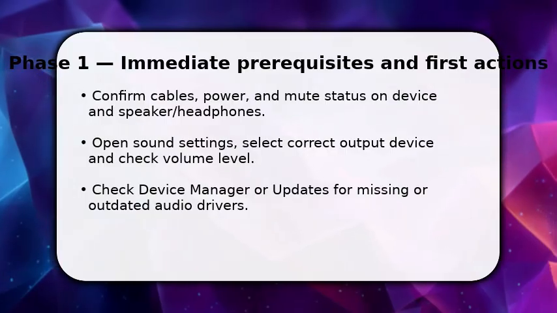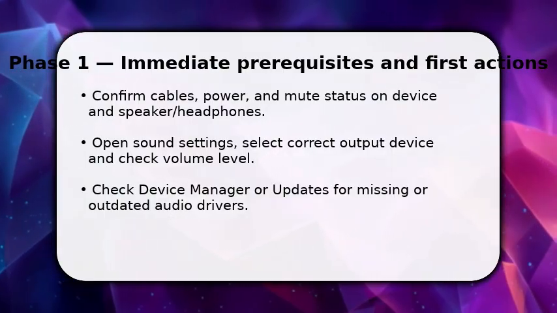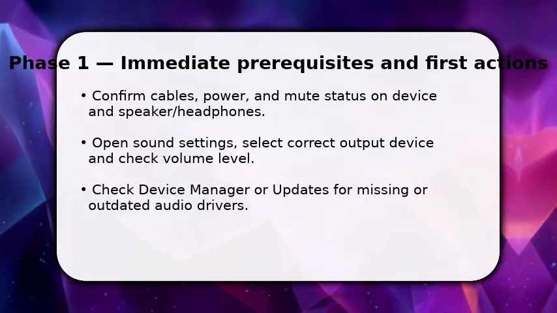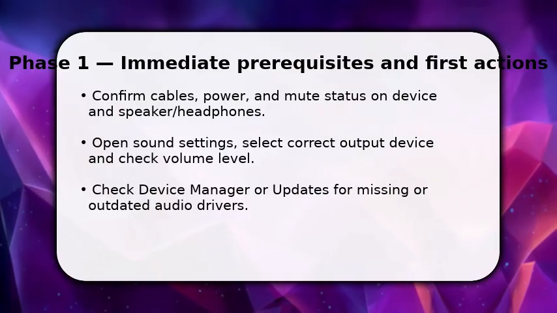You start by confirming physical things. Cables plugged, speakers on, and no mute toggles engaged. This prevents wasting time. Next, open sound settings and choose the correct output. You often see multiple devices, so pick the one you expect.